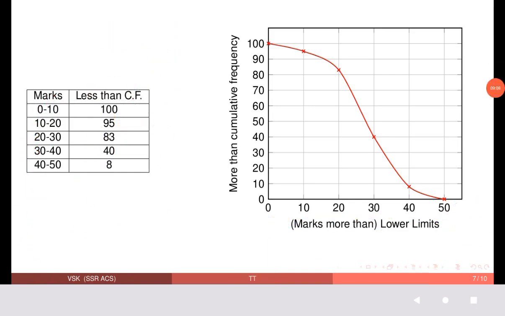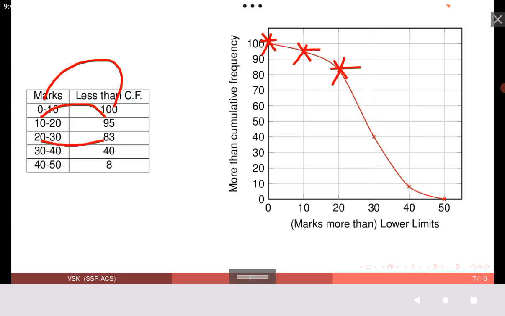So how will you mark the points now? Corresponding to 0, we'll mark 100. So that will be the point. Corresponding to 10, we'll mark 95. So corresponding to 10, this will be the mark. Corresponding to 20, we'll identify at the height 83. So this will be the point.